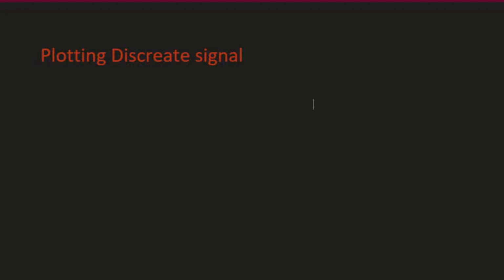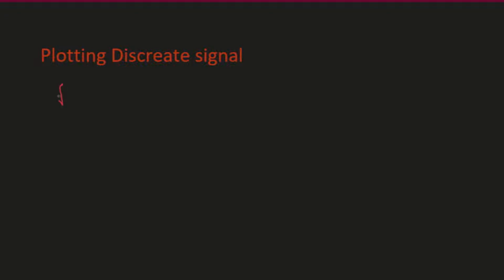Hi all. So today we are going to see how to plot a discrete signal in MATLAB. We will take an example of a sinusoidal wave. When we consider a sinusoidal wave, some of the parameters we need to define initially, right?